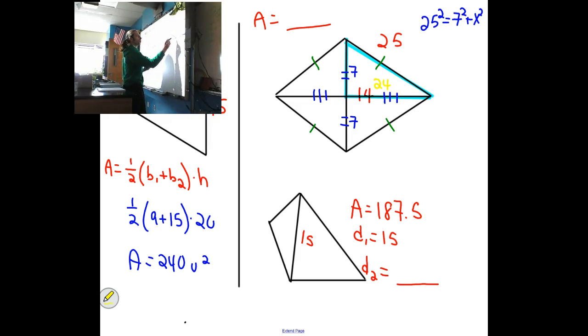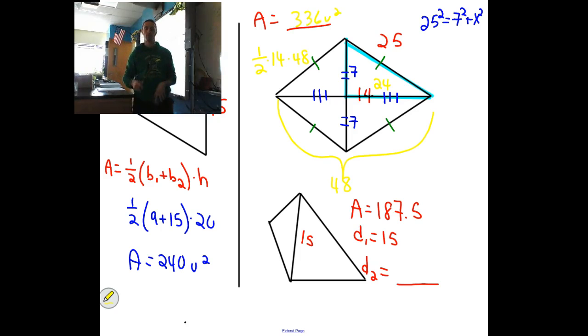So now, what's the entire length across the other diagonal? Well, the other diagonal is 48. Okay, area of this is 1/2 diagonal 1, which is 14, times diagonal 2, which is 48. And I get 336 units squared. Right? So I just worked that out in pieces.